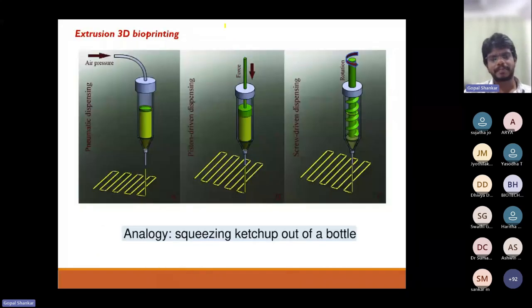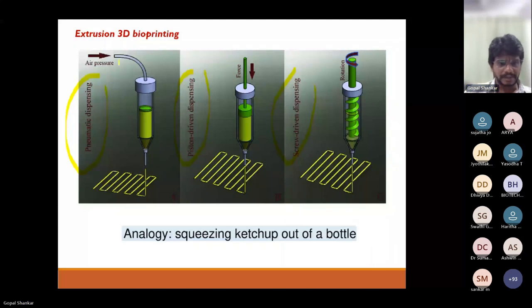So what is this extrusion-based bioprinting? Under this extrusion-based bioprinting, you have three different concepts. One is pneumatic dispensing, another is piston-driven dispensing, and the third is screw-driven dispensing. So what are these processes? Pneumatic is basically you have the air, and the air will push the material. So based upon the air pressure, you get the printing, that is called pneumatic dispensing under pressure.